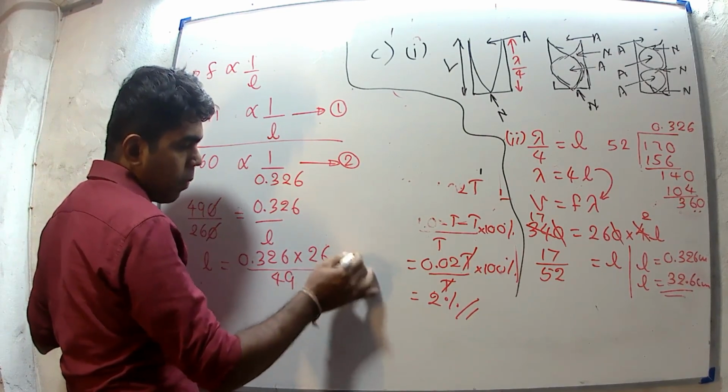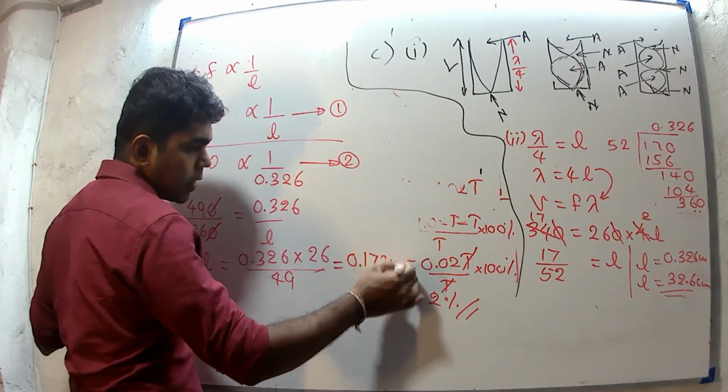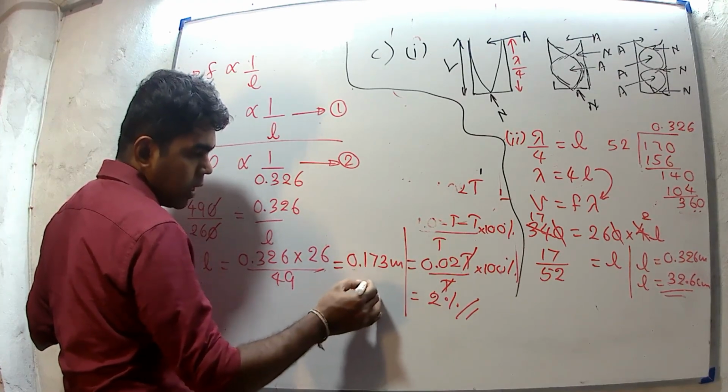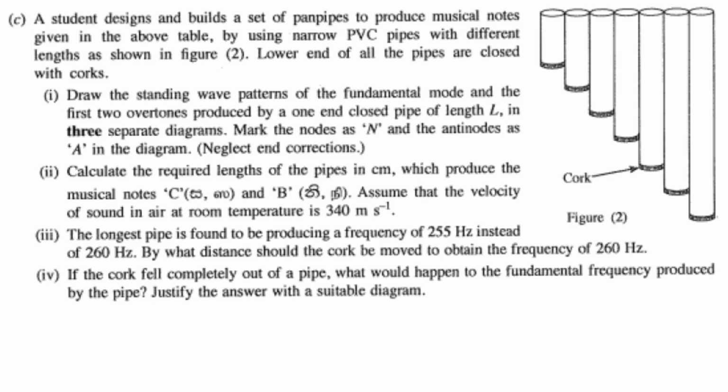It means 0.173 meters, or 17.3 centimeters. In part 3, the longest pipe is found to produce the frequency of 255 Hz instead of 260. By what distance should the cork be moved to obtain the frequency 260 Hz?